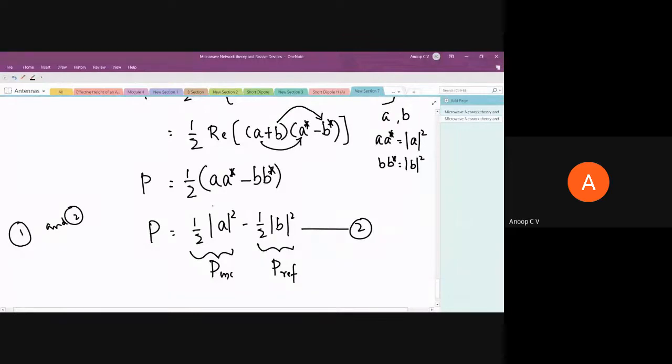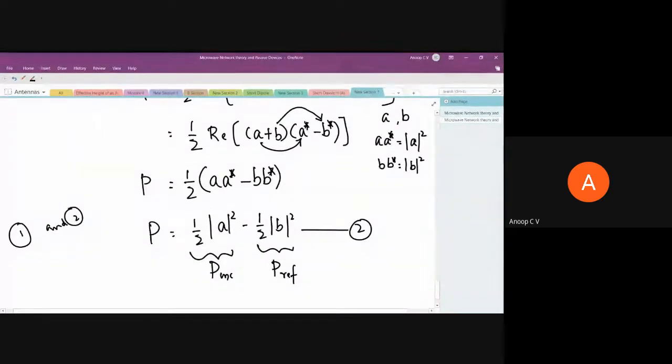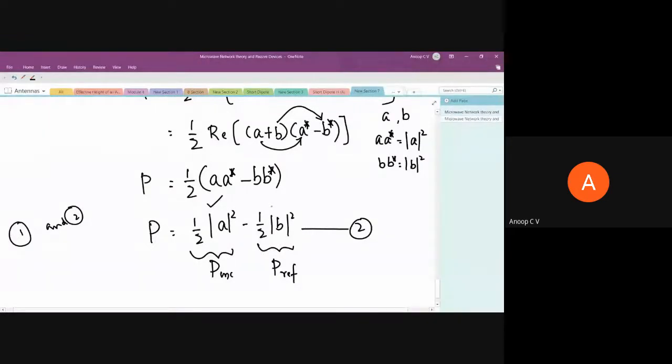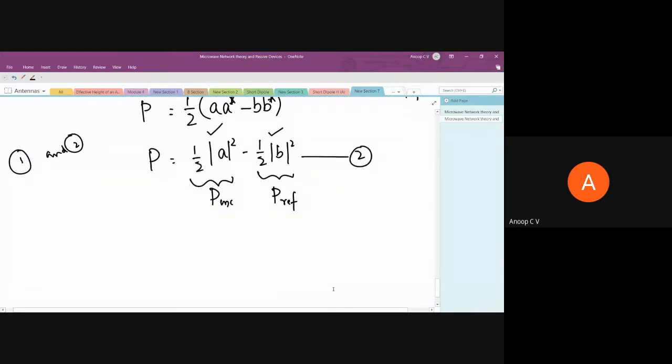That is why we have defined A and B like this: for power incident to be represented as half of mod of A square and power reflected to be represented as half of mod of B square. So P incident is half times mod of A square and P reflected is half times mod of B square, right?